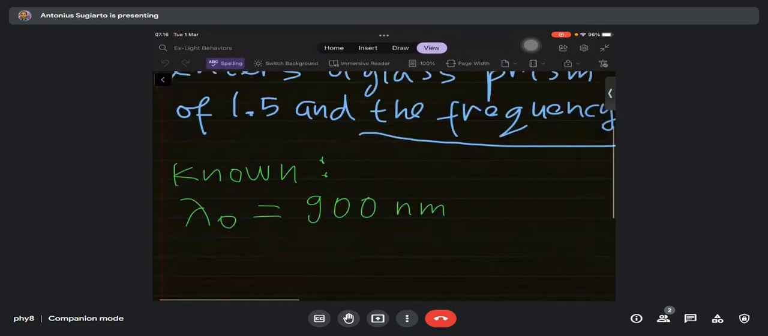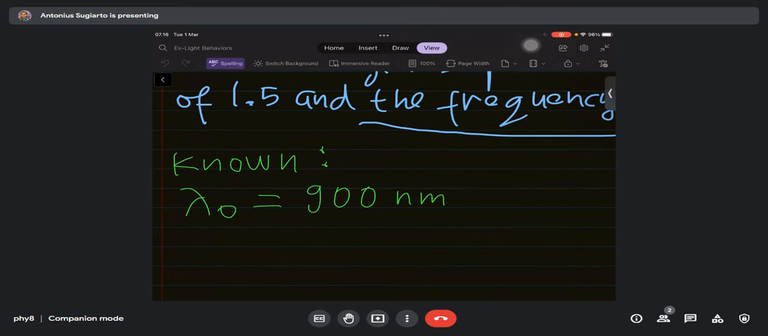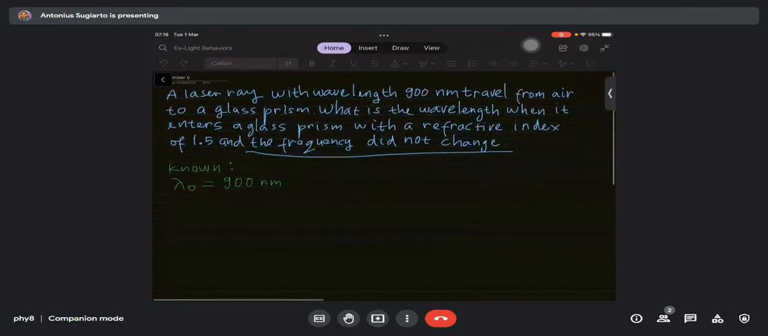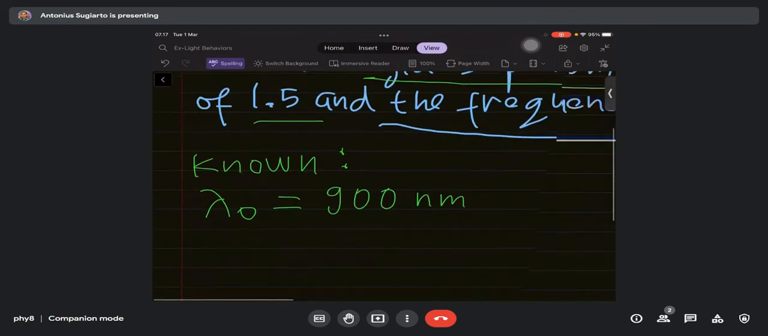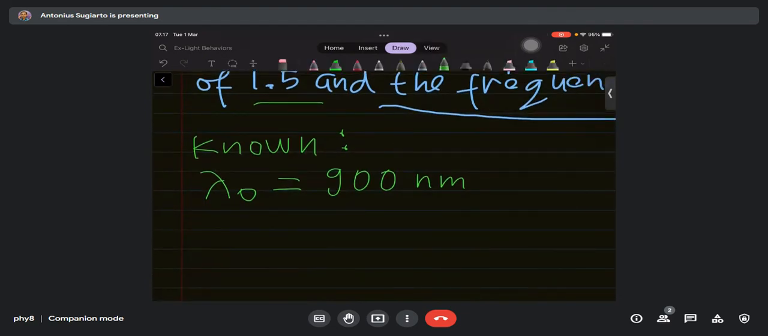Okay, now we go to the next. You must know that the refractive index of the prism is 1.5. You can see it from the question, a refractive index of the glass prism 1.5. Now we go to the next step. So we can write down n prism equals 1.5.